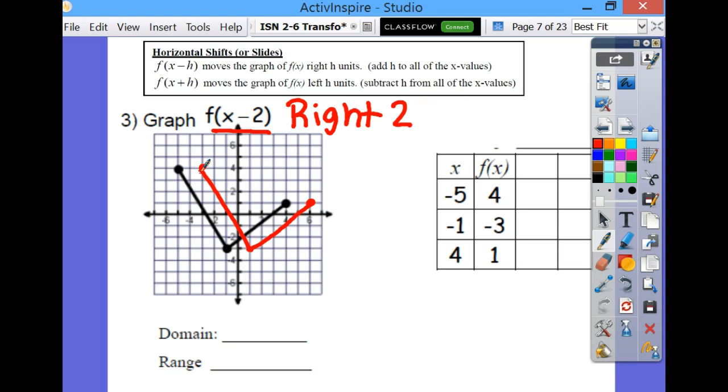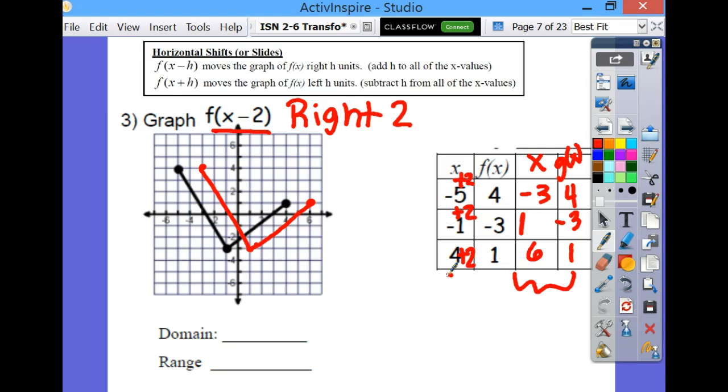So, instead of taking the x values and subtracting 2, you take the x values and add 2. My new x values will be... you do not have to count on the graph and fill in the table. I'm showing you how to do both because some people do better with just counting on the graph and some people do better figuring out with tables. You don't have to do it both ways, one or the other.